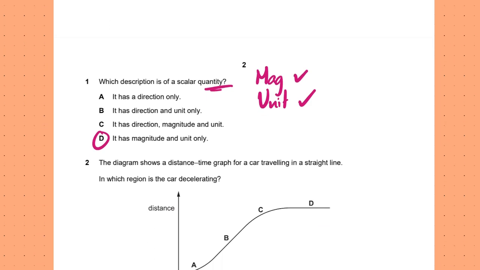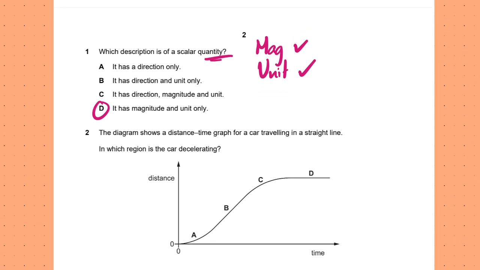Let's have a look at the next one. All right, a question on kinematics graphs. The diagram shows a distance time graph for a car traveling in a straight line. In which region is the car decelerating? All right. Again, let's go according to the tips we know for tackling kinematics graphs. This is a distance time graph, right? So what do we know about this graph? We know that the gradient is speed.